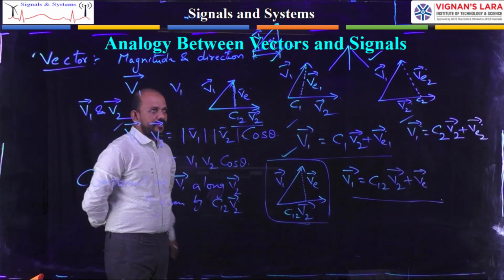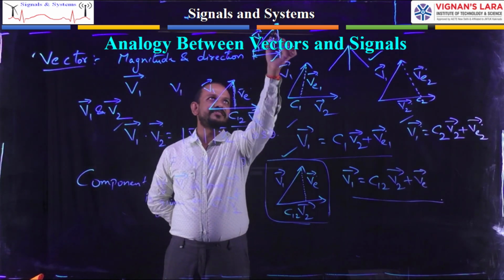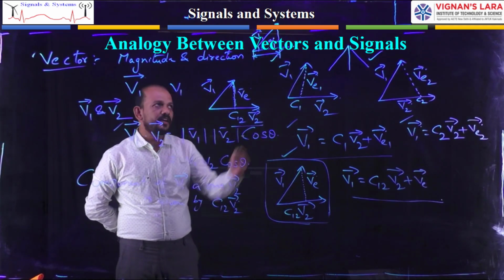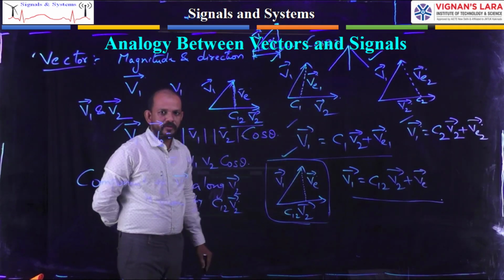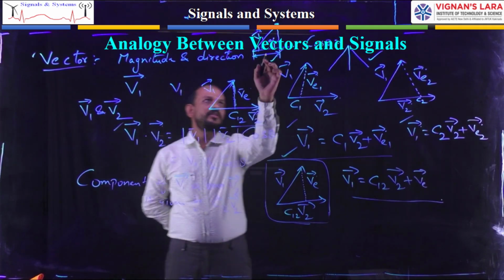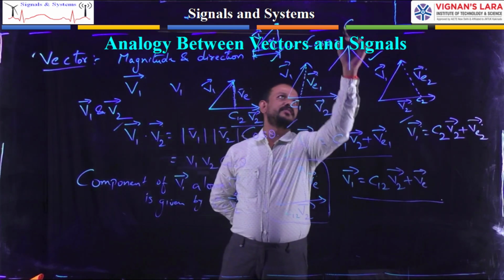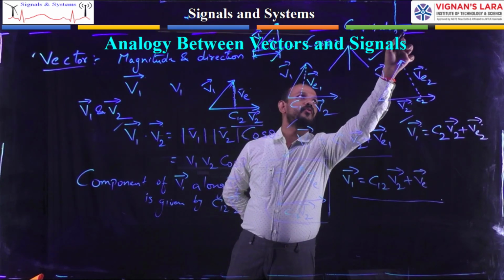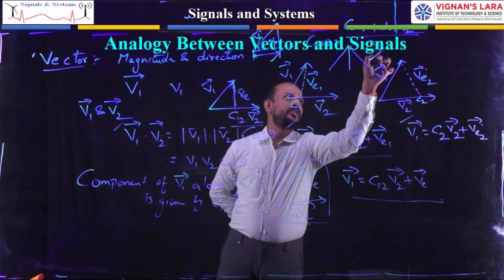In a right angle triangle, what is the formula for cos theta? Can anyone say? Simply, cos theta is equal to the adjacent side divided by the hypotenuse. Here the adjacent side is the component of V1 along V2, divided by the hypotenuse. The hypotenuse is this one, that is V1 bar.